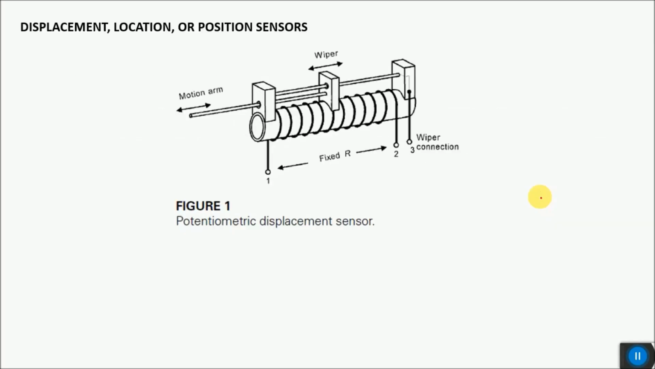So let's start with displacement, location, or position sensors. The simplest form of displacement sensor is a potentiometric displacement sensor as shown in this figure. You have a moving arm mounted on a fixed resistor R, and a wiper that moves between different positions of this fixed resistor, and the resistance between these three terminals, terminal 1, 2, and 3, is proportional to the location of this jockey on top of this potentiometer.